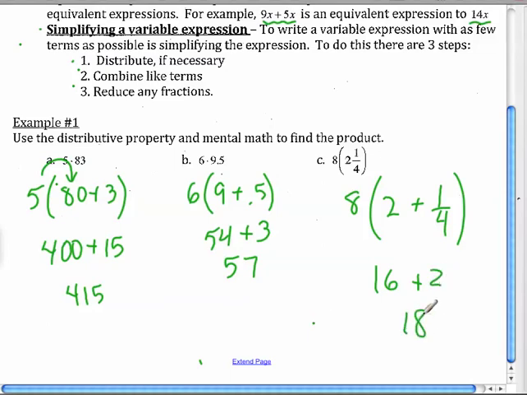All right? That's it. The distributive property helps us do that mental math when we take a big number and we just break it down into two things that are easier to deal with. Okay? All right. Good job, guys. See you at the next example.